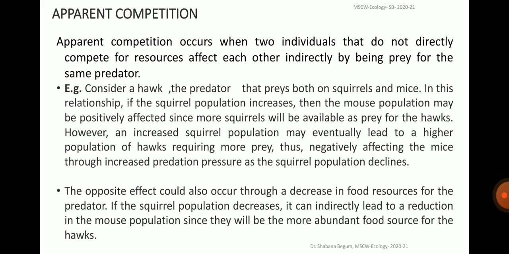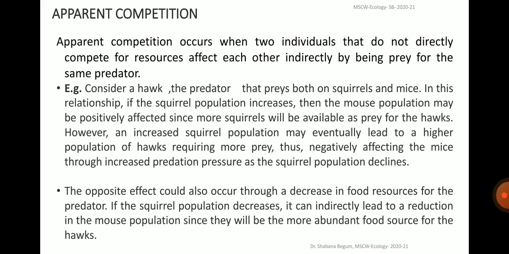For example, consider a hawk, the predator that preys both on squirrels and mice. In this relationship, if the squirrel population increases, then the mouse population may be positively affected, since more squirrels will be available as prey for the hawks. However, an increased squirrel population may eventually lead to a higher population of hawks requiring more prey, thus negatively affecting the mice through increased predation pressure as the squirrel population declines.